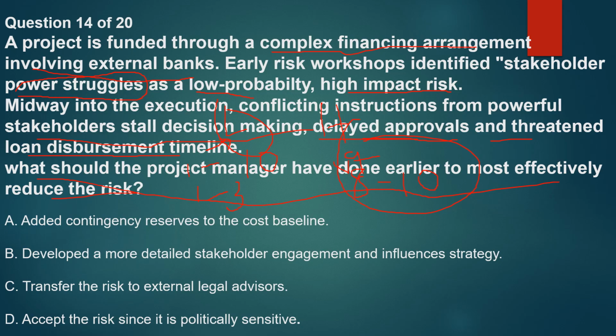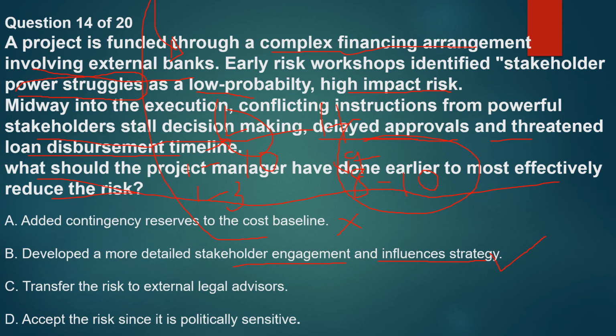So let's go to the options. A, add contingency reserve to the cost baseline. Adding additional contingency reserve will not even solve this issue, because the loan comes from the bank and we're not told that the bank has exhausted its budget. So this has nothing to do with it. It's totally wrong. B, develop a more detailed stakeholder engagement and influence strategy. Yes, this looks more like the answer.